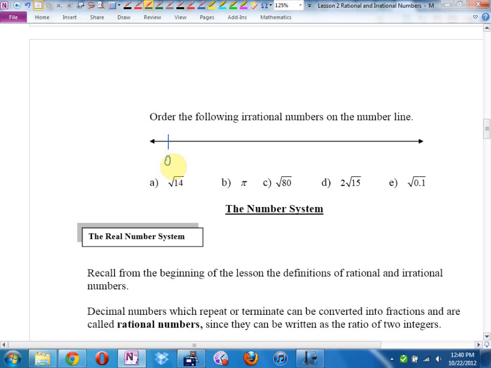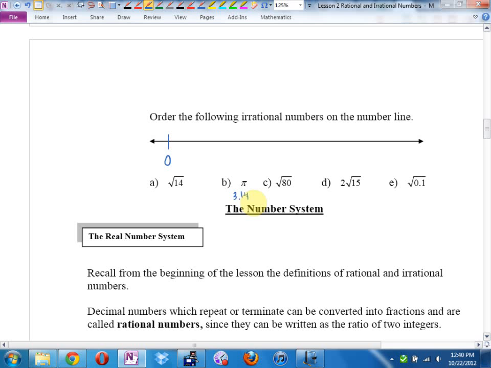We're going to try and do some math in our head. Skip A, we'll come back to it in a second. B, what's pi as a number? I'm just going to write down underneath here 3.14. I'll put it a bit to the right of 3. How far over? I don't care. I'm just doing a rough sketch.